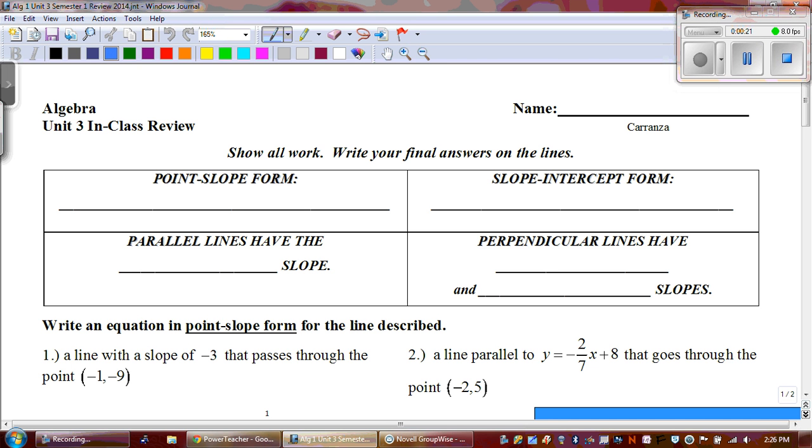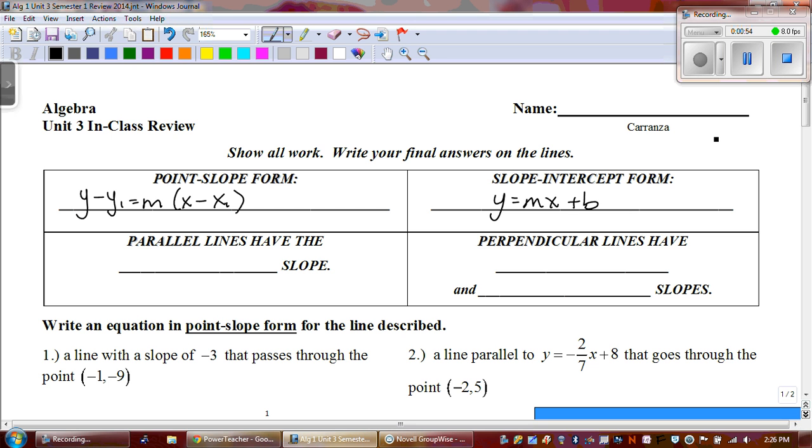So, first thing we need to know is point-slope form. Point-slope form is y minus y1 equals your slope times x minus x1. And remember, y1 and x1 is just your point that you're plugging in. Slope-intercept form is y equals mx plus b. You can use that when they give you a slope and a point.